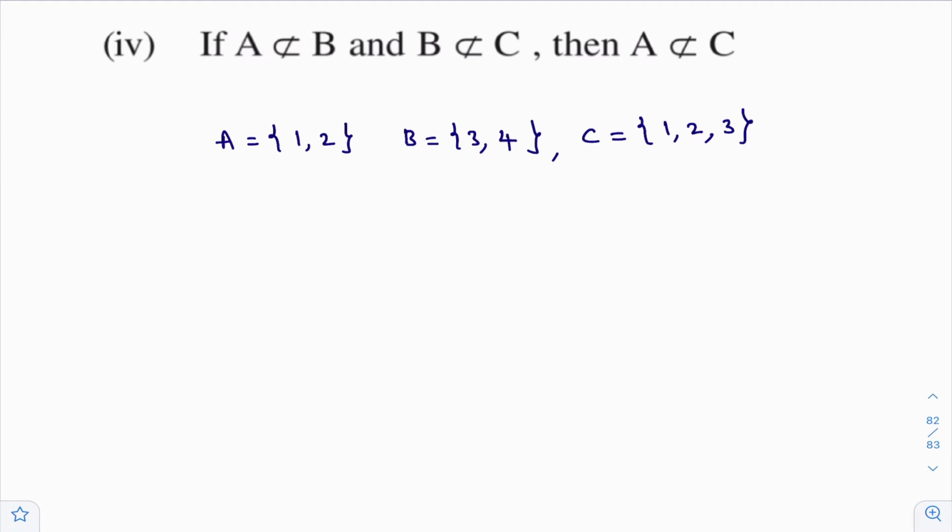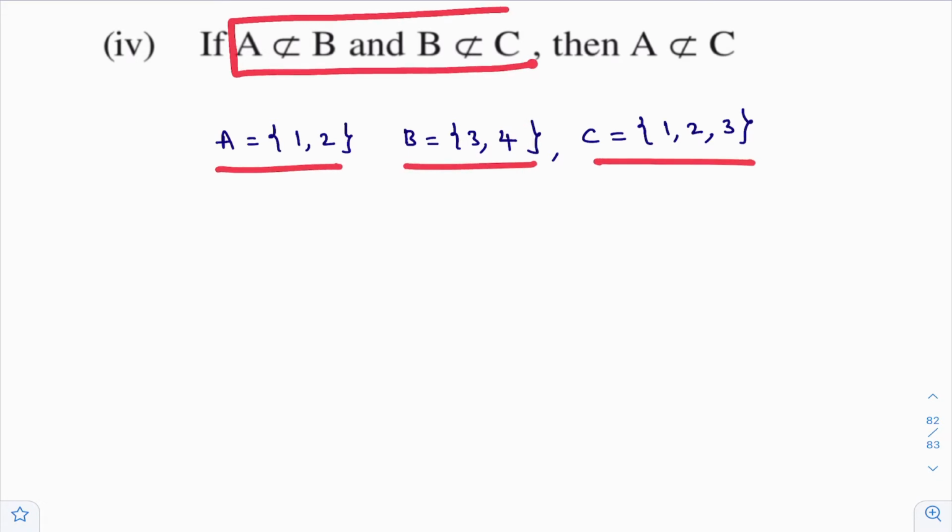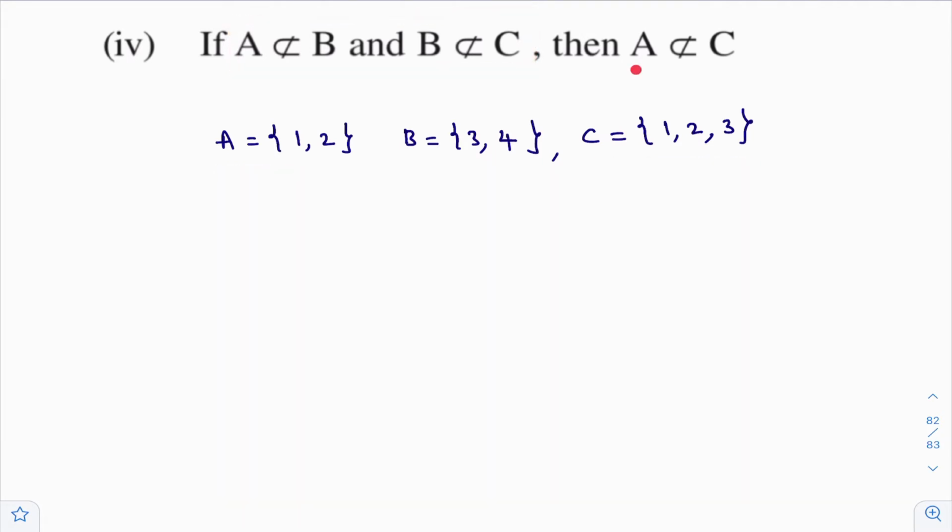You can observe, is B a subset of C or not? B is not a subset of C. You can see here 4 is present in B but 4 is not in C. So I considered 3 sets A, B, C in such a way that A is not a subset of B and B is not a subset of C. I hope you are understanding. Now they are saying that A is not a subset of C, but you see here A is a subset of C.